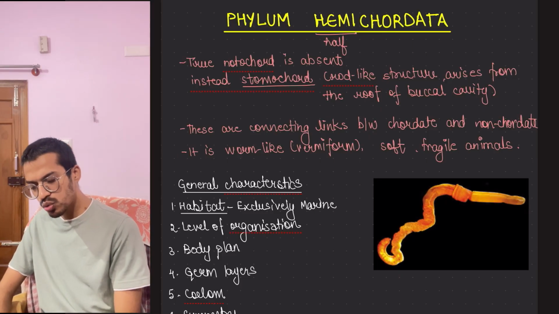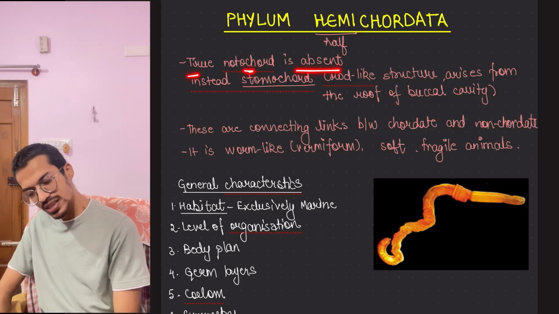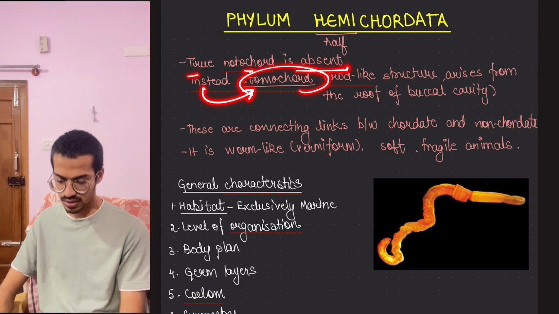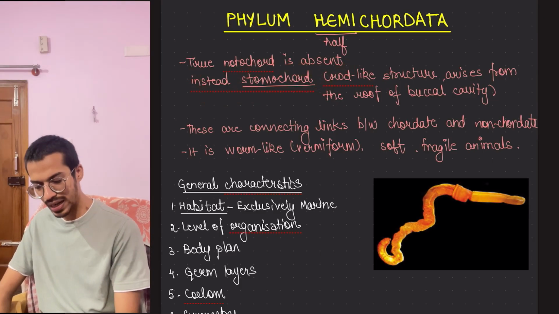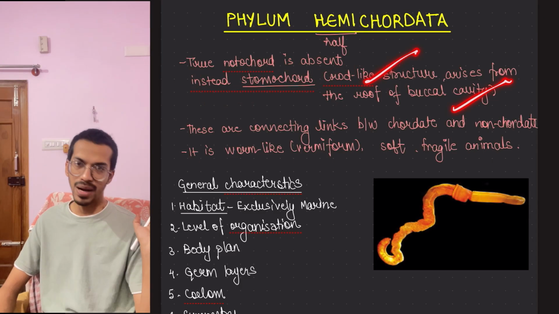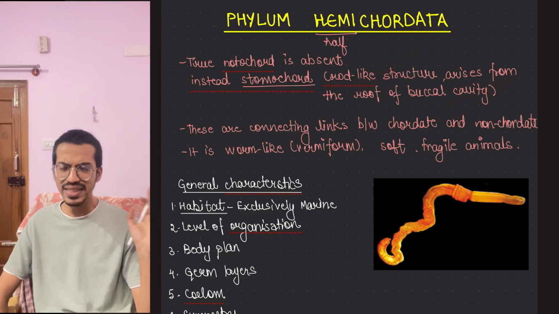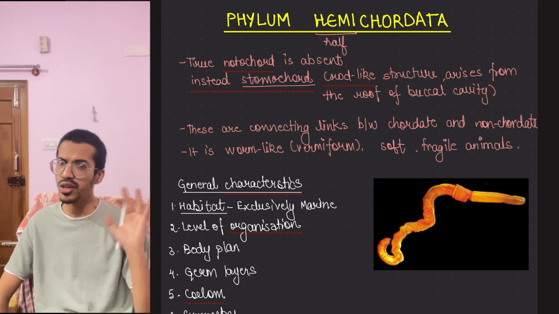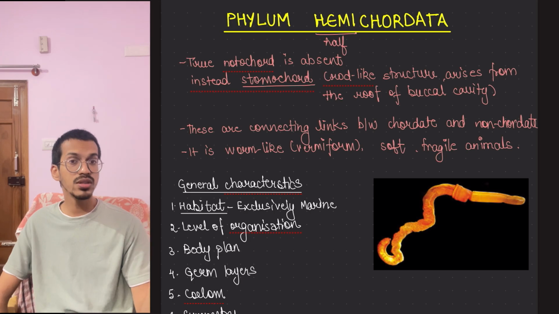So true notochord is absent, but a similar stomochord is present. Stomochord is rod-like and arises from the roof of the buccal cavity. And these are what connect chordates and non-chordates. What could be the reasons? Because of the presence of nerve cord. They have two different nerve cords. One is present dorsally, one is present ventrally.